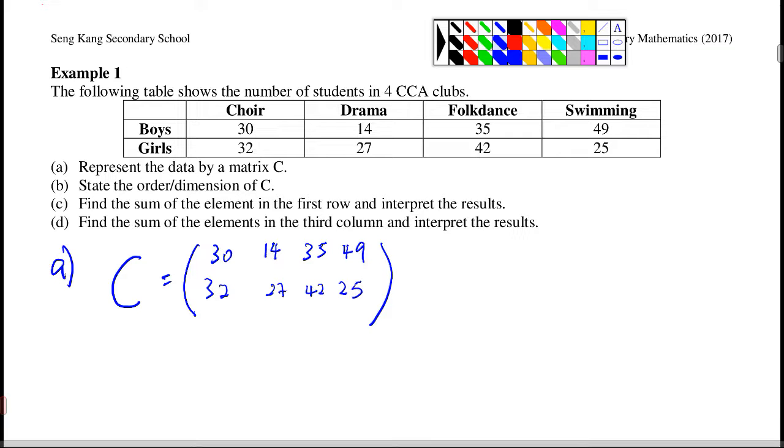Now I ask a stupid question. Can I mix a number around? No, definitely not. So the order is very important. The column is very important. It means something. So we cannot just anyhow mix them around.